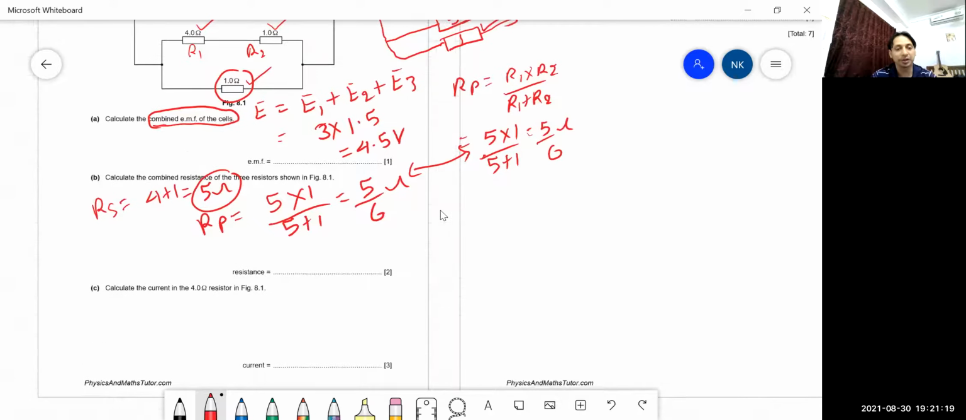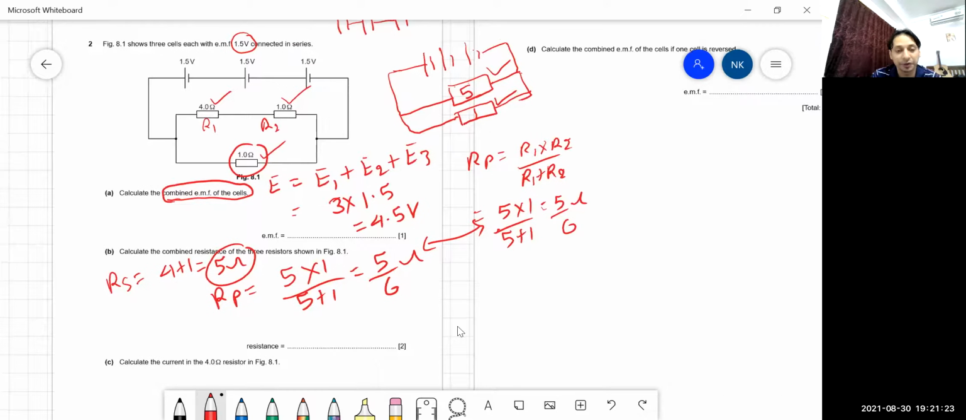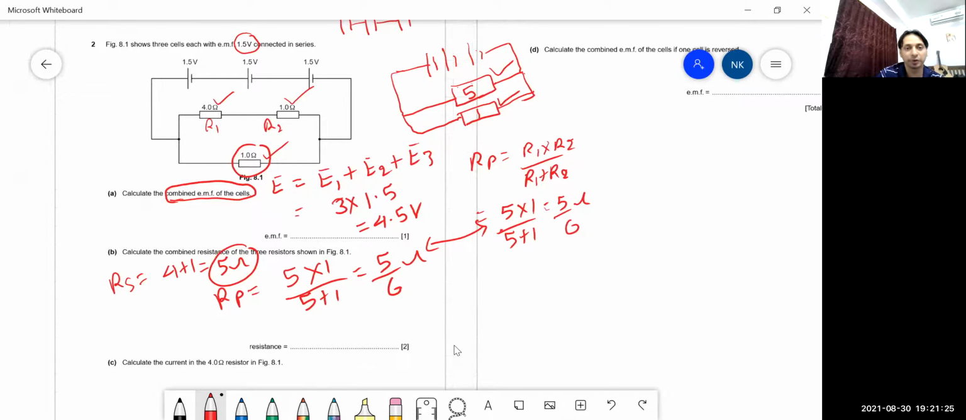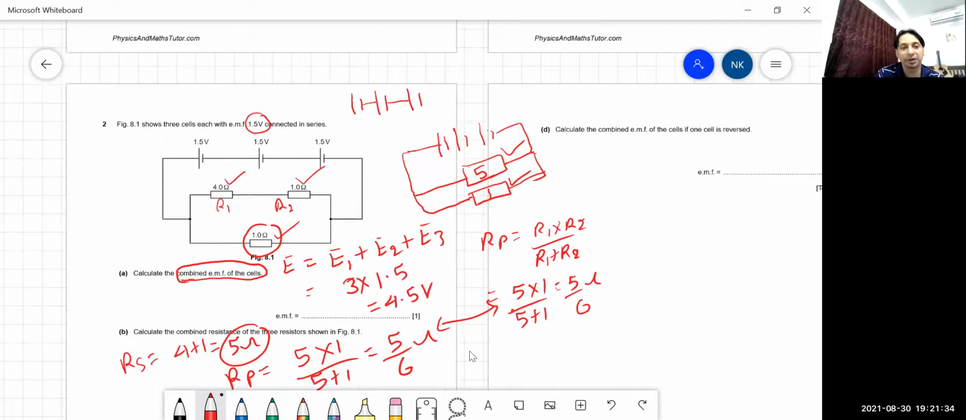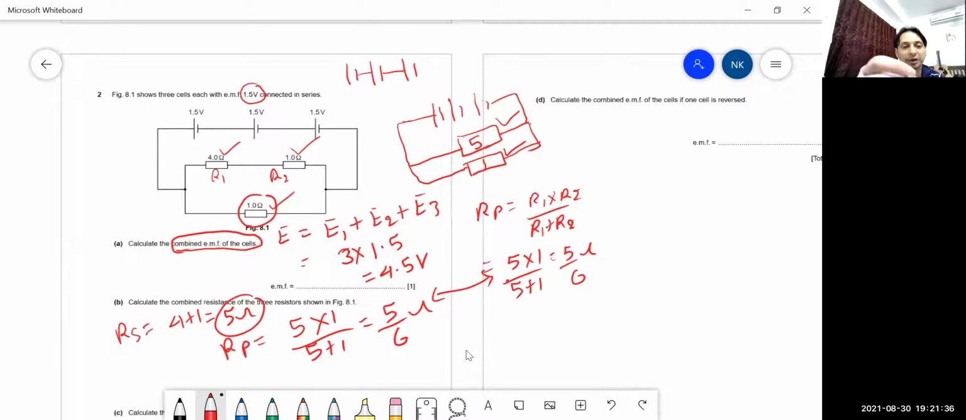Calculate the current in the 4 ohm resistor. Listen carefully children. You have to calculate the current in the 4 ohm resistor. See the diagram. Where is the 4 ohm resistor? In the exam they can ask you to find the current in the 4 ohm resistor, find the current in the 1 ohm resistor, find the current in the lower 1 ohm resistance.